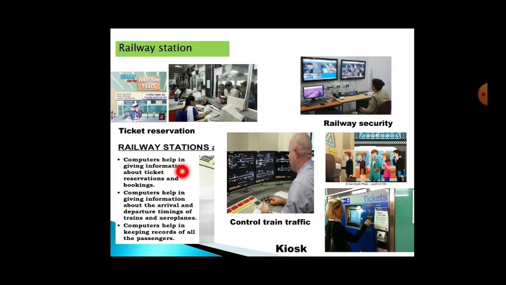Now, computers help in giving information about ticket reservations and booking. Next, computers help in giving information about the arrival and departure timings of trains and aeroplanes. It also gives the information when the train is going to come, when it is going to arrive, and when it is going to depart. Next, computers help in keeping records of all the passengers.